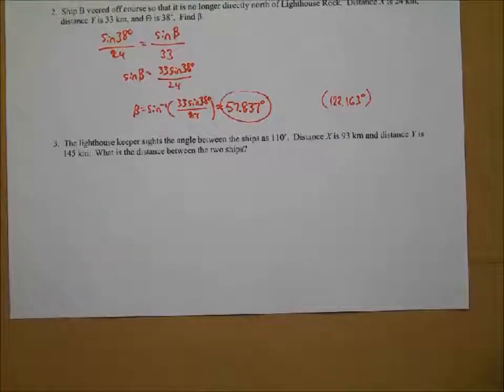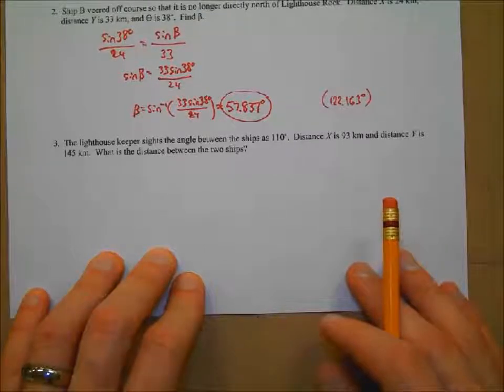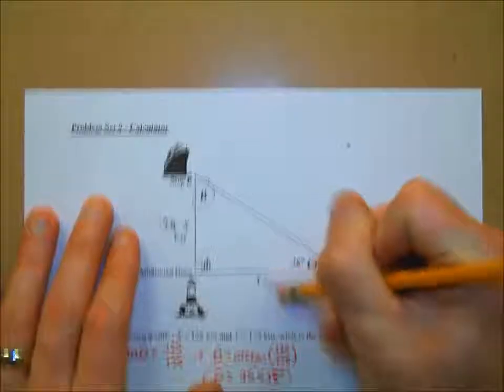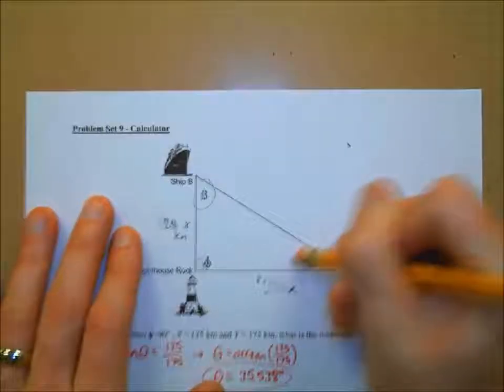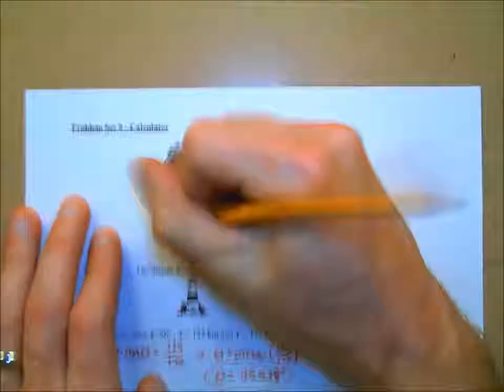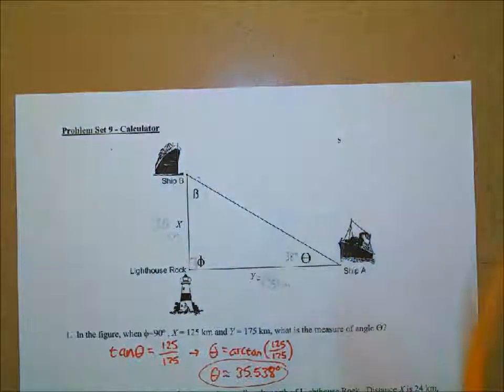All right, last one here, number 3. The lighthouse keeper sights the angle between the ships as 110 degrees. So now we have a new scenario here. I'm going to erase this information away. The person in the lighthouse has a tool or some sort of device that allows them to determine the angle between the ships is 110 degrees.